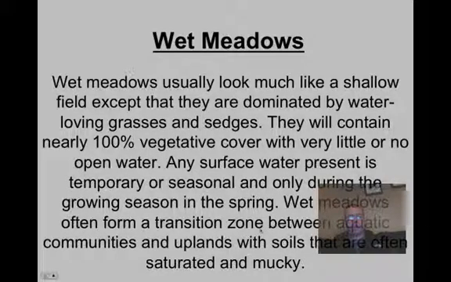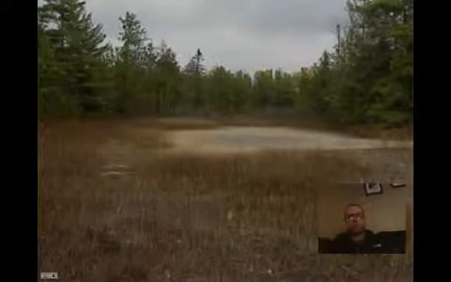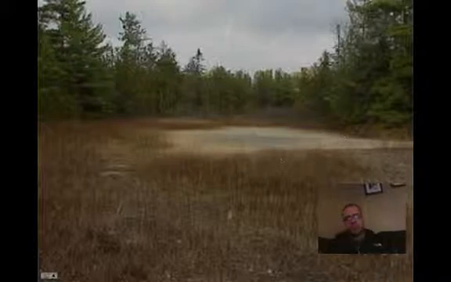It says wet meadows are often a transition zone between aquatic and upland communities with pretty wet or saturated and mucky soils. So you can imagine that it even looks here that this lighter area is a place where there's probably standing water for quite some time, to the point where not much vegetation was able to even grow.